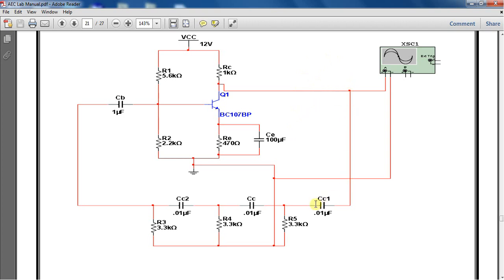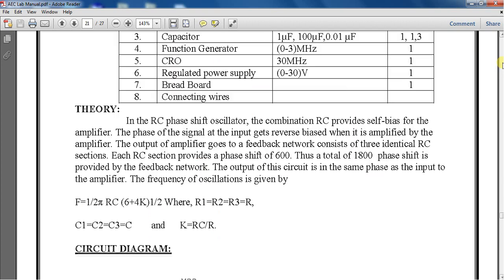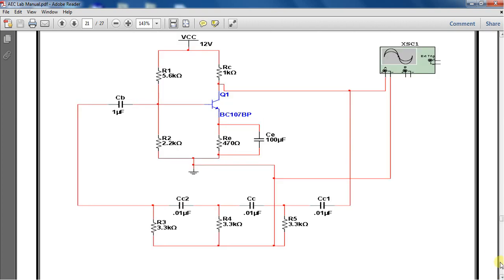This 180 degrees phase shift can be compensated by using three RC sections. Each RC gives 60 degrees phase shift. This is the RC phase shift oscillator. This is the positive feedback. We have seen in the last experiment what is the meaning of feedback, what is negative feedback and positive feedback. So this is the positive feedback that is fed back to the input signal.